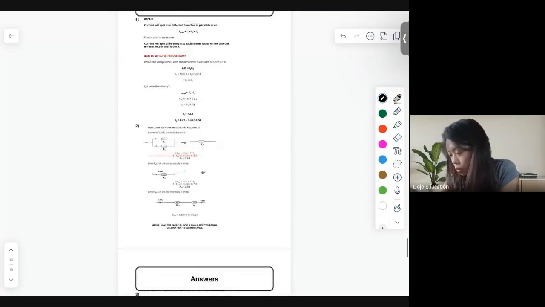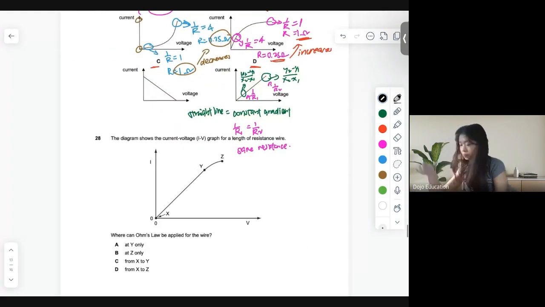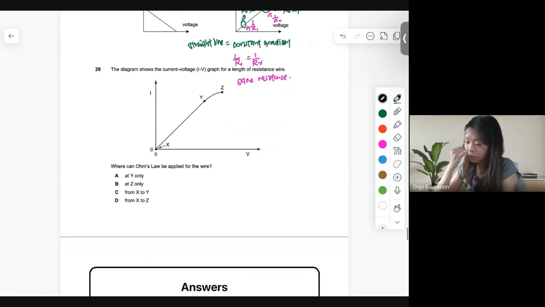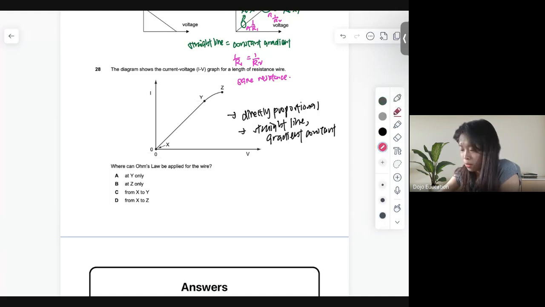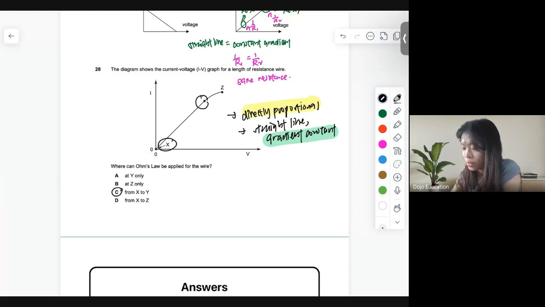So for this part, they are directly proportional. I'm pretty sure you all learned it in your E-math. When directly proportional, we will know that it's a straight line, like my gradient is constant. Gradient constant when it's directly proportional. Directly proportional means that my gradient is constant. So the answer would just be from x to y. And the answer will be C.